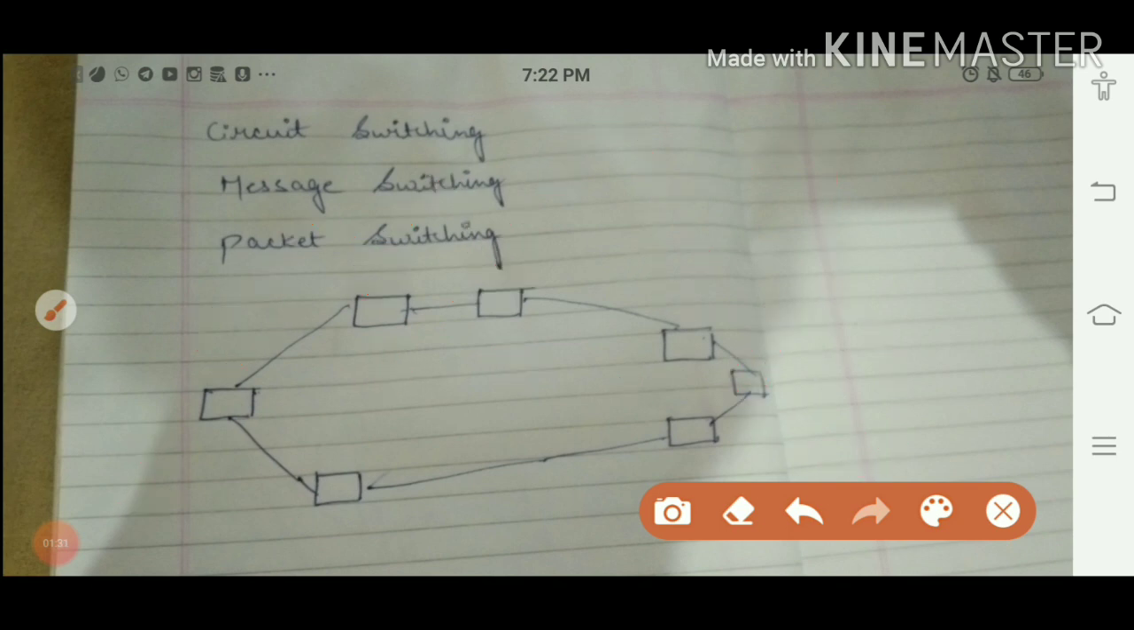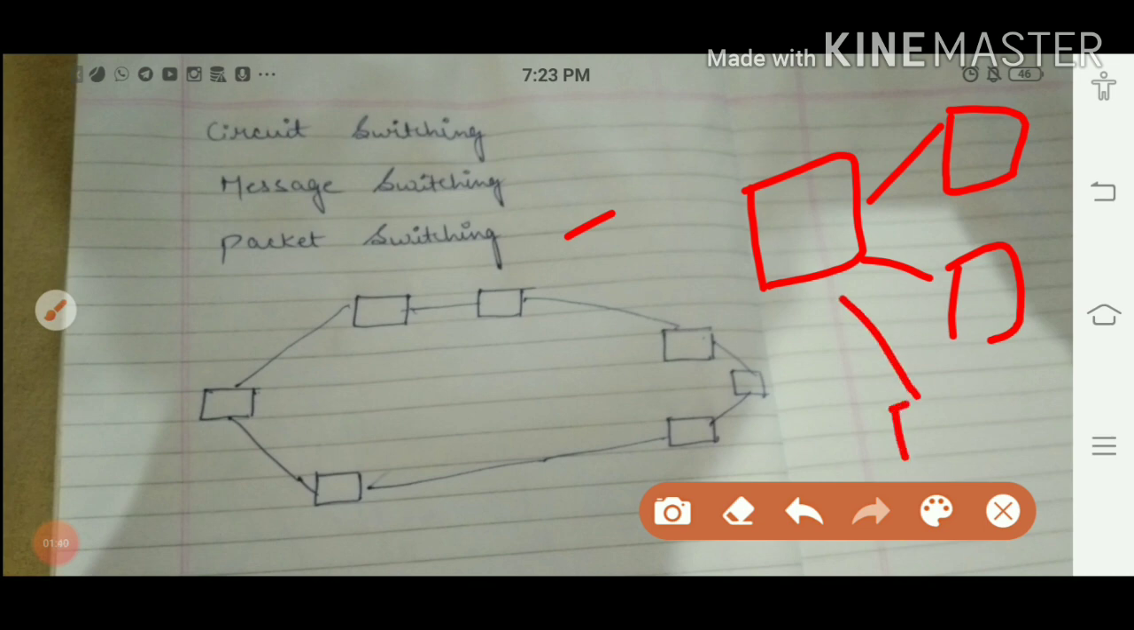And third one is packet switching. Packet switching is where the complete message is divided into small packets and these packets are transferred in the network. So this one is packet switching.